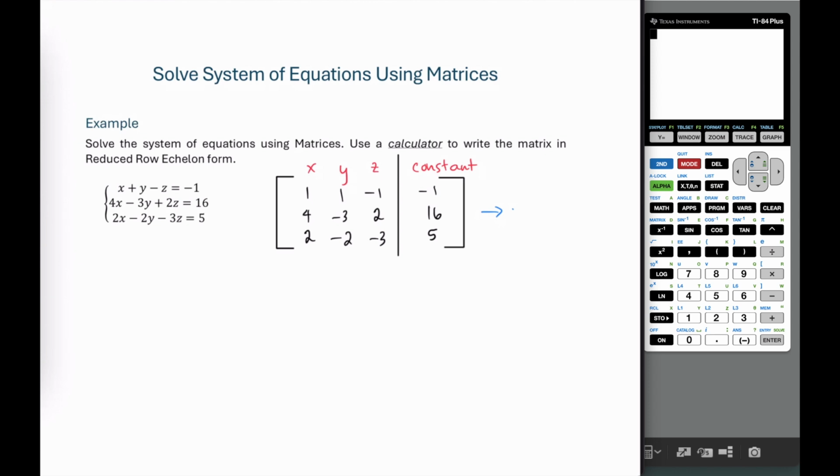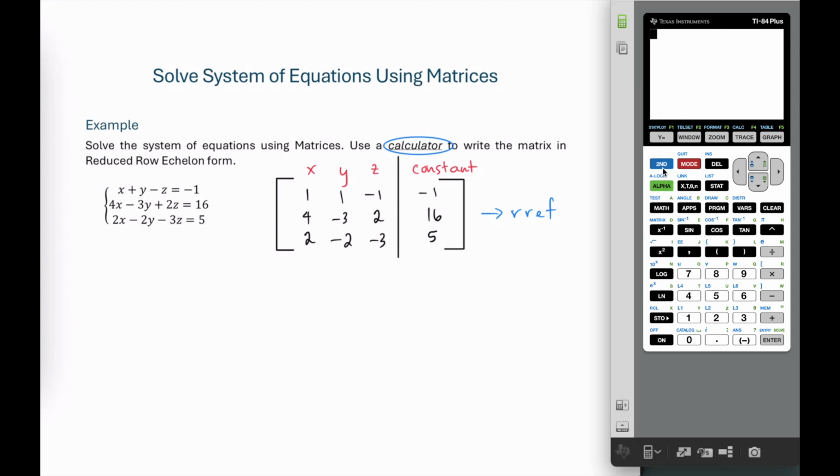Now, in order to convert this matrix into reduced row echelon form, we're going to put it into our calculator. So to do that, we're going to start by selecting the matrix button, which is above this reciprocal button. So we have to hit second in order to access the matrix function, and then hit this button here.